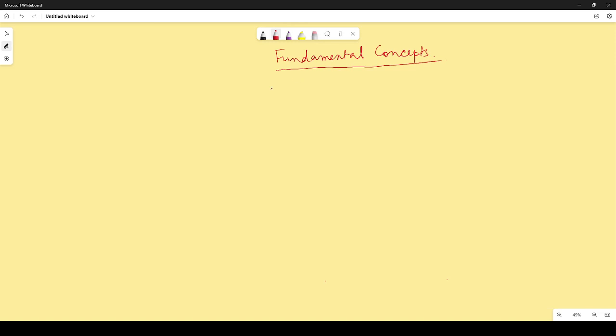Let us go ahead with the fundamental concepts of algebra. We are talking about algebra over here, and many of the students are scared of algebra. So just a minute.